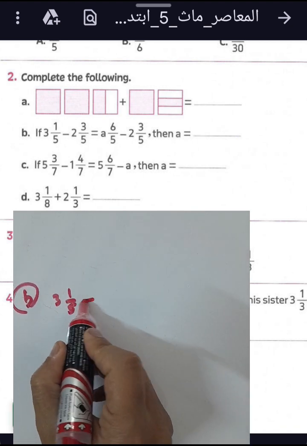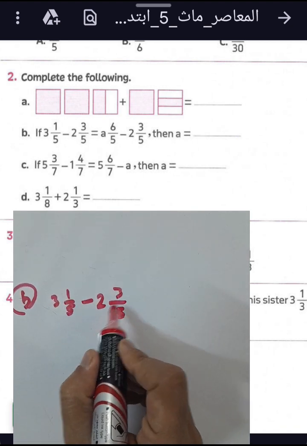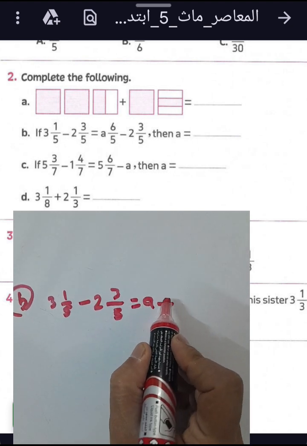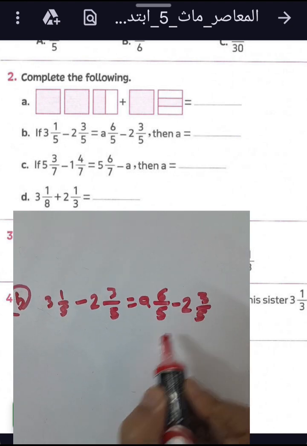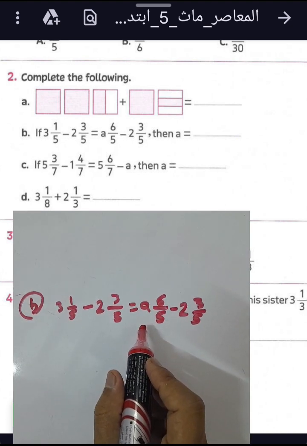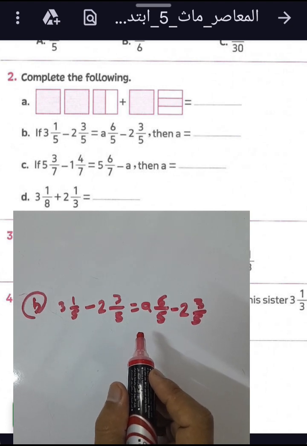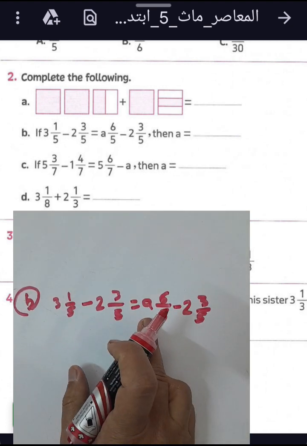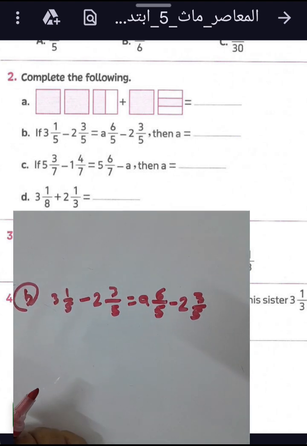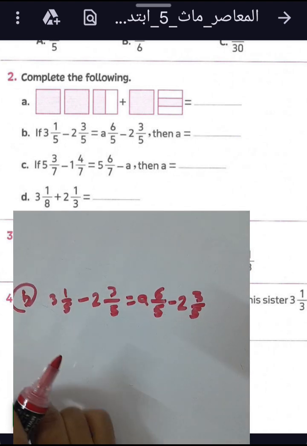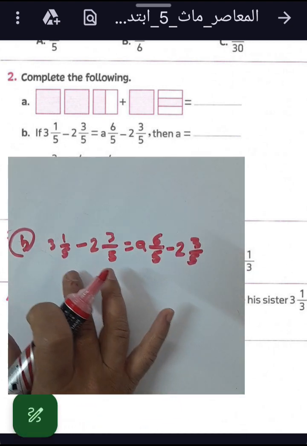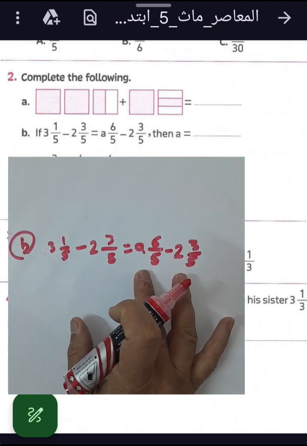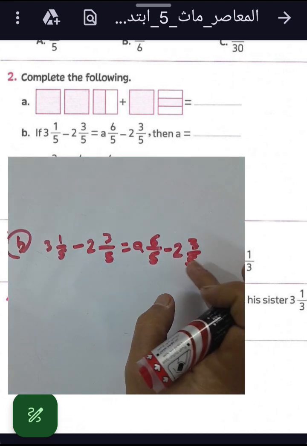Question letter B. If 3 and 1 over 5 subtract by 2 and 3 over 5 equal A and 6 over 5 subtract by 2 and 3 over 5, you want to find the value of A here. Okay, you must compare between two fractions here. You want to find what? A. You must solve this example. Pay attention about this question. Okay, again, 3 and 1 over 5 subtract by 2 and 3 over 5 equal A and 6 over 5 subtract by 2 and 3 over 5.